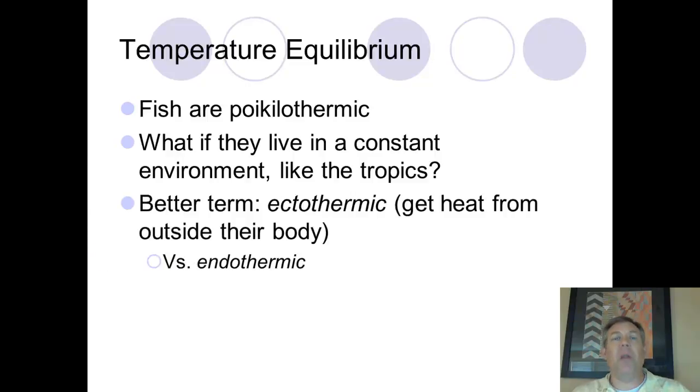And a more appropriate term here is ectothermic, which means they get their heat from outside their body, versus endothermic, which is when you produce your own heat. And often ectothermy and poikilothermy are used interchangeably. They're not exactly the same thing. Poikilothermic means the body's temperature can vary. The opposite of that would be homeothermic, which is a constant body temperature. And then ectothermic and endothermic talk about from where you get your heat. Now, in general, poikilotherms are also mostly ectotherms, but not always. Okay, well, most of our fish are poikilotherms and ectotherms.